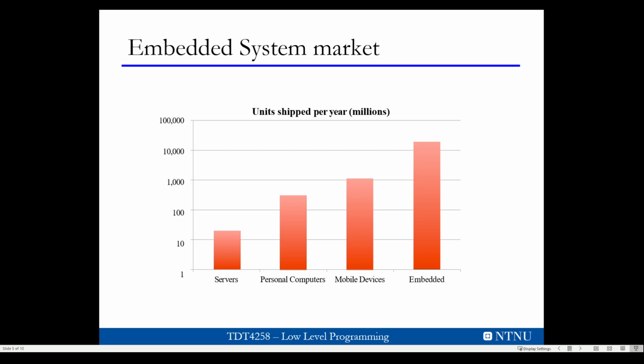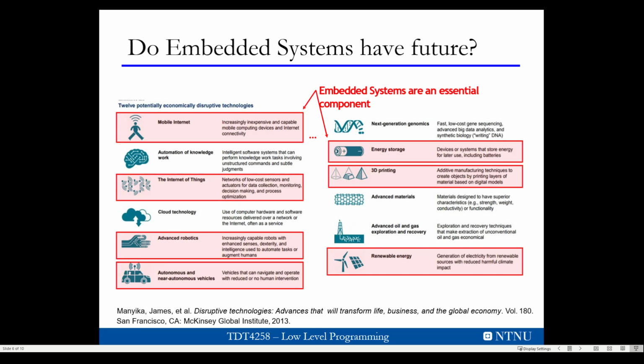Now, we have seen that embedded systems are very useful in the current scenario. So what about their future? Are they going to be important in the future as well? This slide shows 12 potentially disruptive technologies that are going to be relevant in the future. And out of these 12, embedded systems form an essential part of 7 of them. We have already seen Internet of Things, autonomous cars, but things as diverse as robotics, even energy storage, renewable energy, and 3D printing, they all include embedded systems as their critical components. So embedded systems are important today, and they are likely to be very important in the future as well.